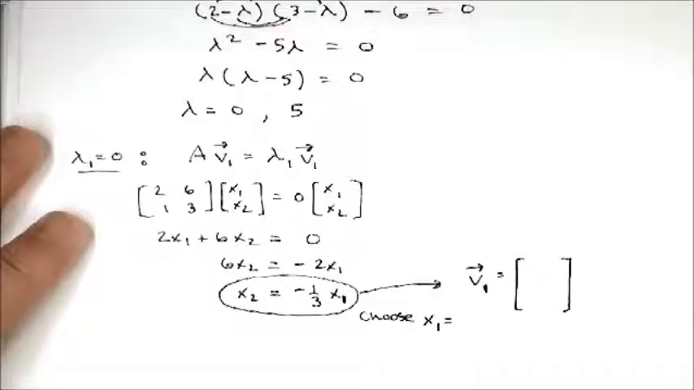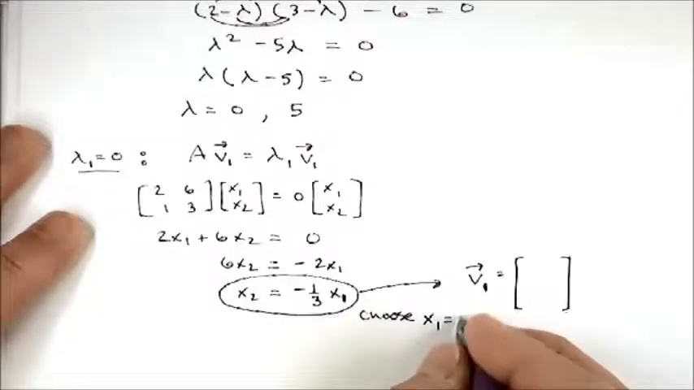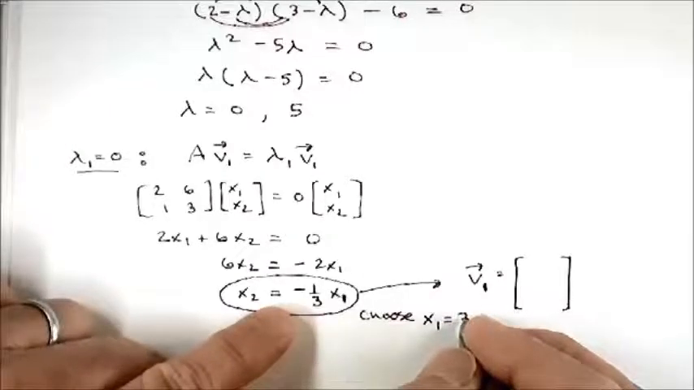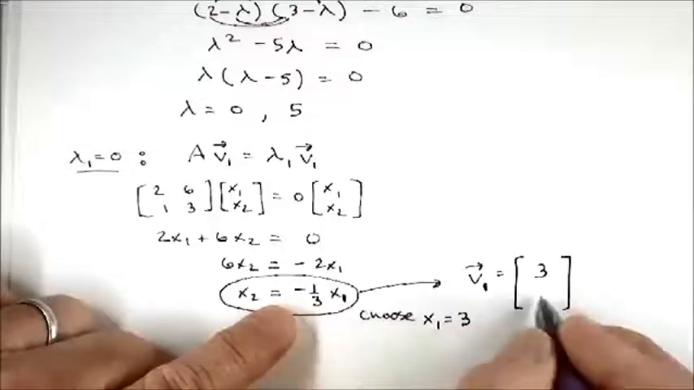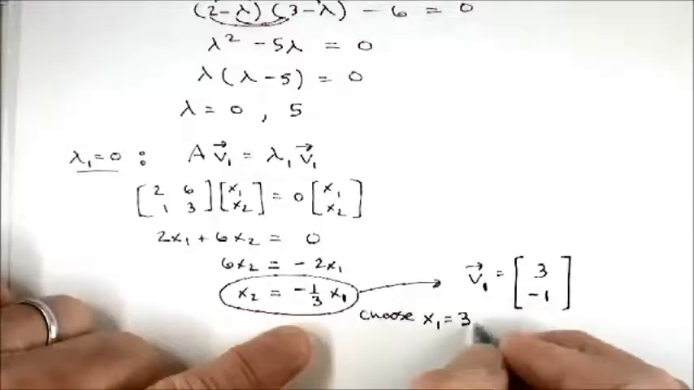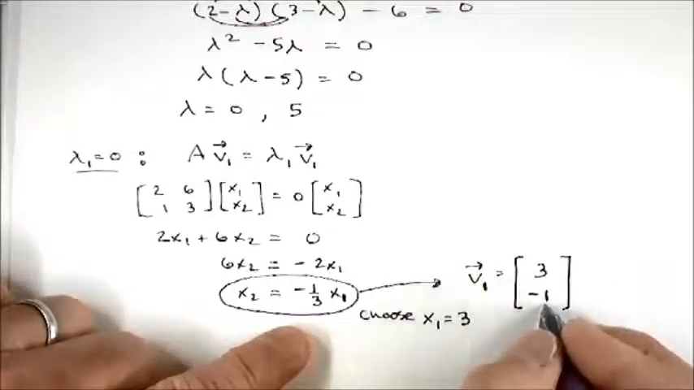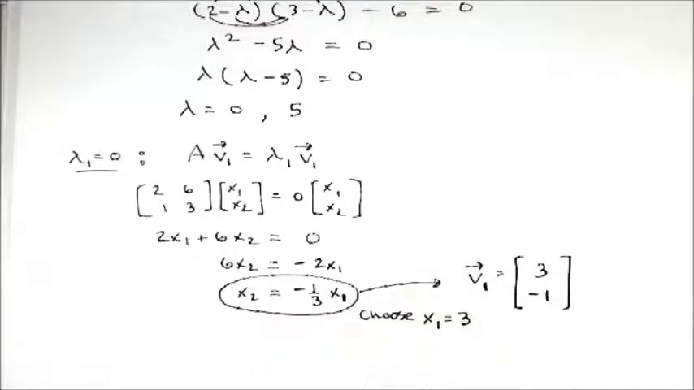Yes, I would say either of those. I see 3 or negative 3. That's fine. Either one will work. I'm going to go ahead and choose positive 3, but negative 3 would work fine as well. So if I choose x1 to be 3, then x2 is negative 1/3 times 3, which is negative 1. If you had chosen negative 3 here, this would have been positive 1, right? Negative 3, positive 1. Either one of those would have worked.